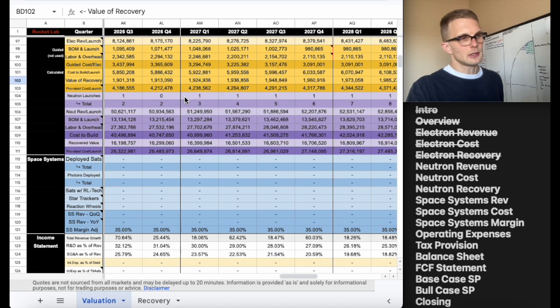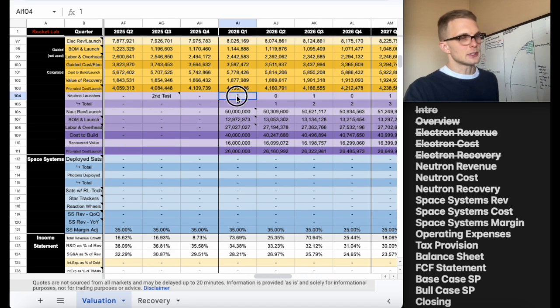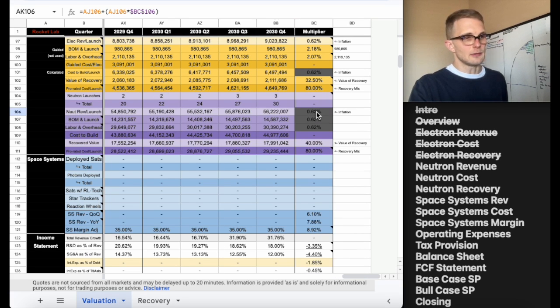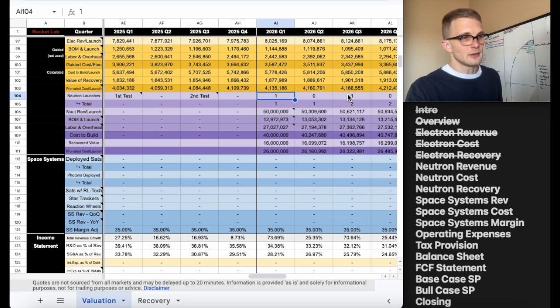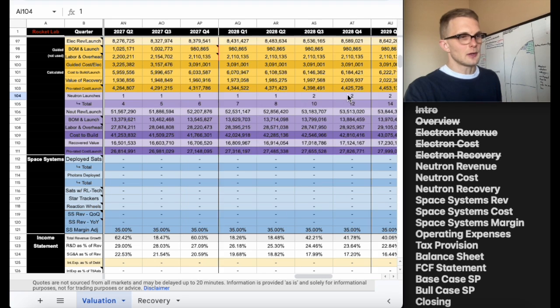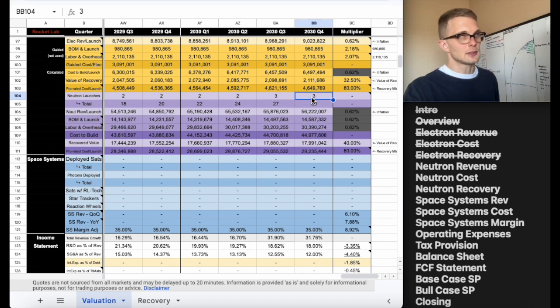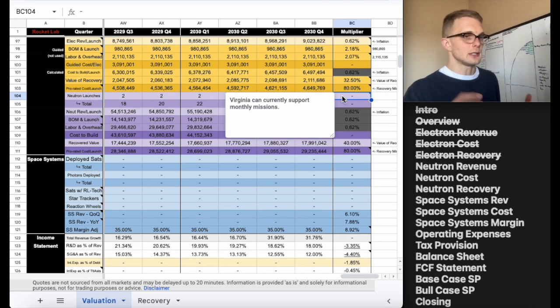So with this section for the Neutron, it's going to be very straightforward. It's going to simply take the number of launches expected in the quarter and multiply it by the revenue for each. And then we're also assuming that same inflation multiplier that we did for the Electron revenue. The ramp cadence that I also gave to the Neutron is assuming that their first customer will be in Q1 of 2026. And you'll notice that there's just a gradual ramp up until 3 launches per quarter, which is basically Virginia maxed out.